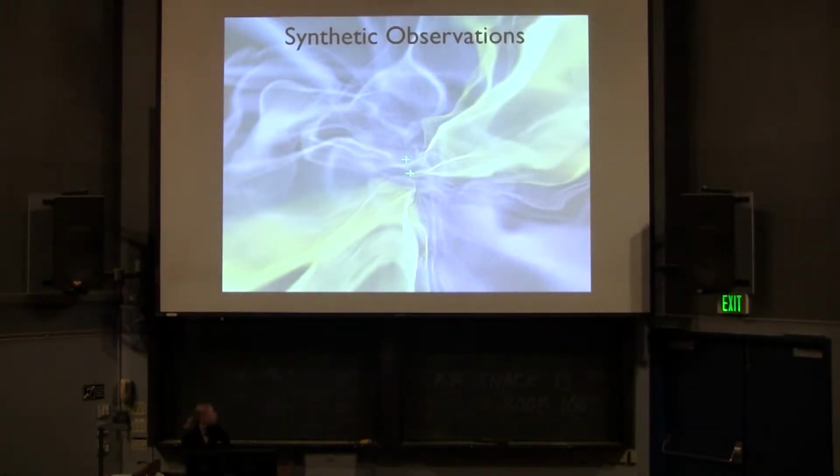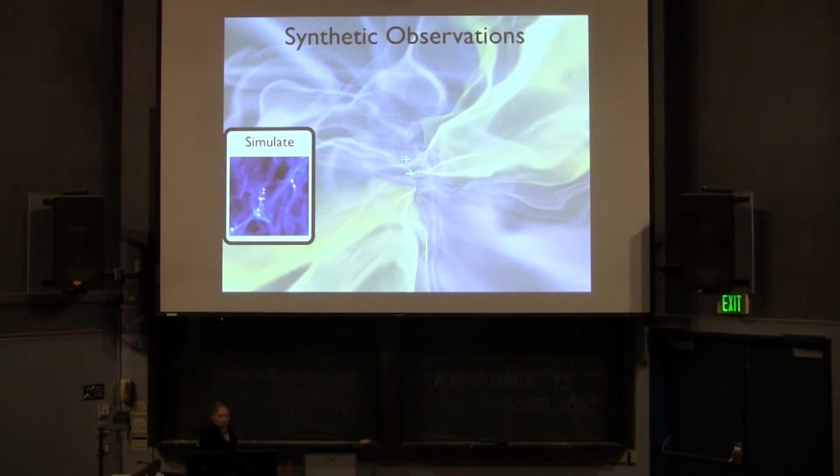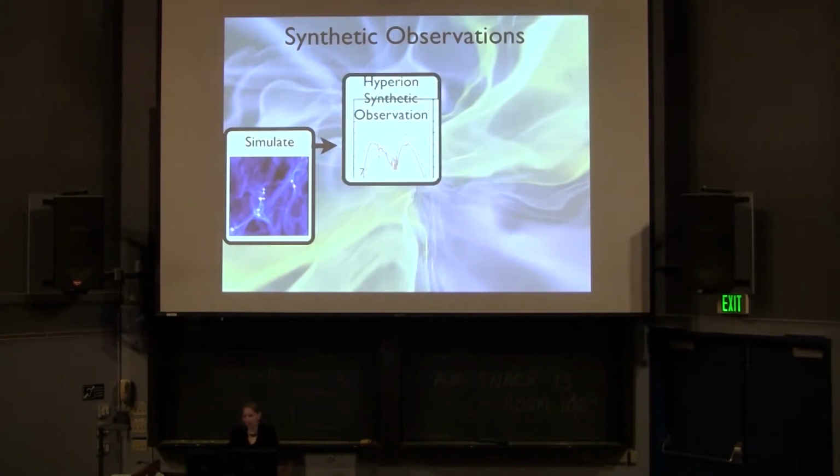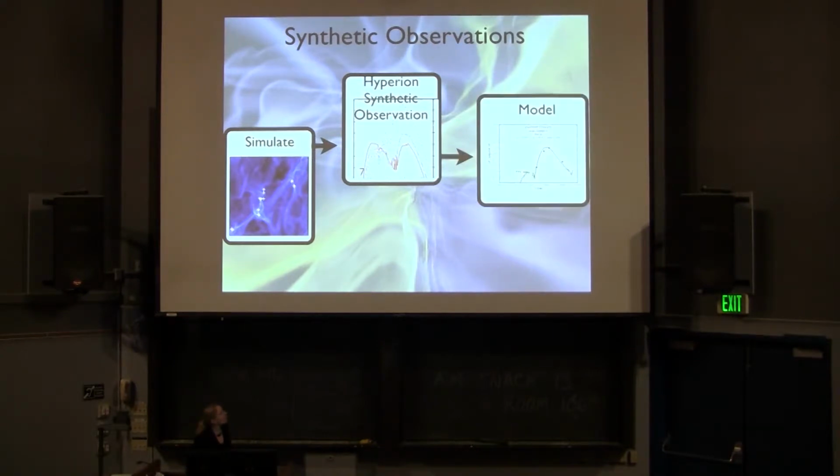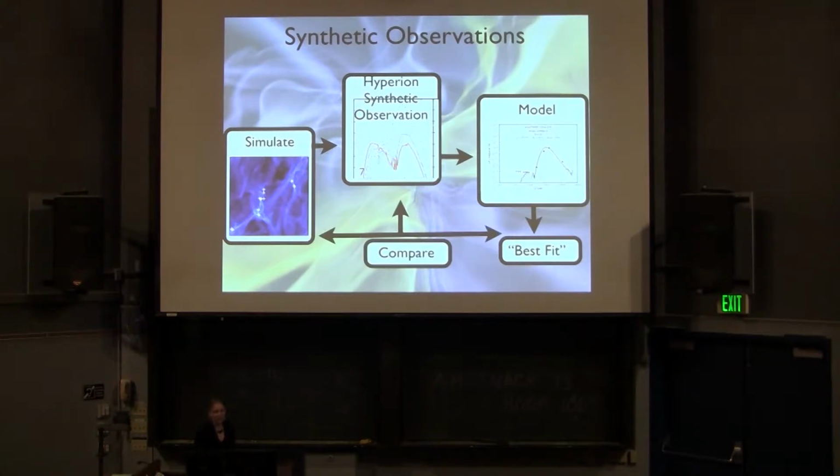All right, so in this project we start with the simulations. We perform Hyperion synthetic observations of each of the sources, and then go ahead, compare these with a grid of models, the same grids that are used by observers for sources, find the best fit model, and then go ahead and compare with the original properties, which we know.